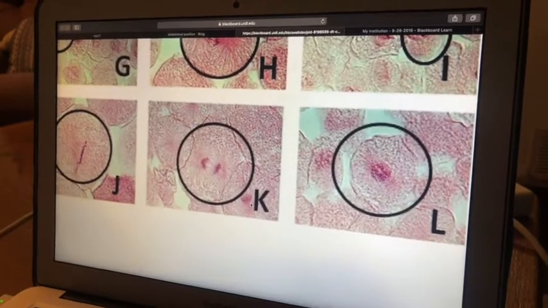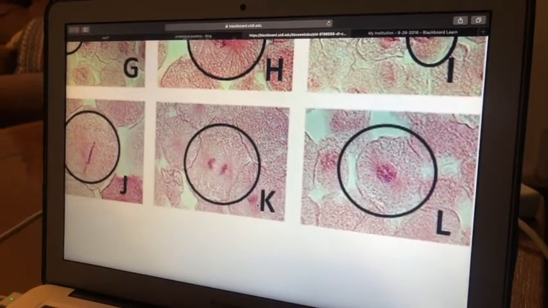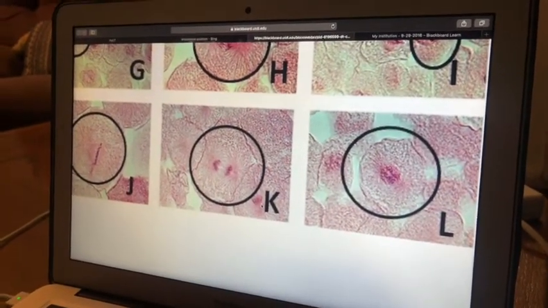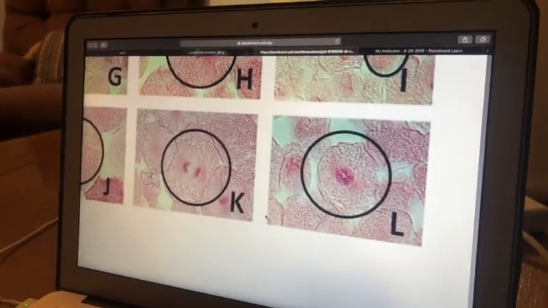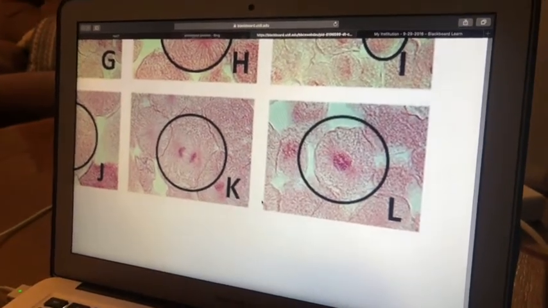K is anaphase, about to be telophase, because they're farther apart, but they just haven't gotten to the new cell yet. And L is prophase because it seems as though the chromosomes are moving in this cell.